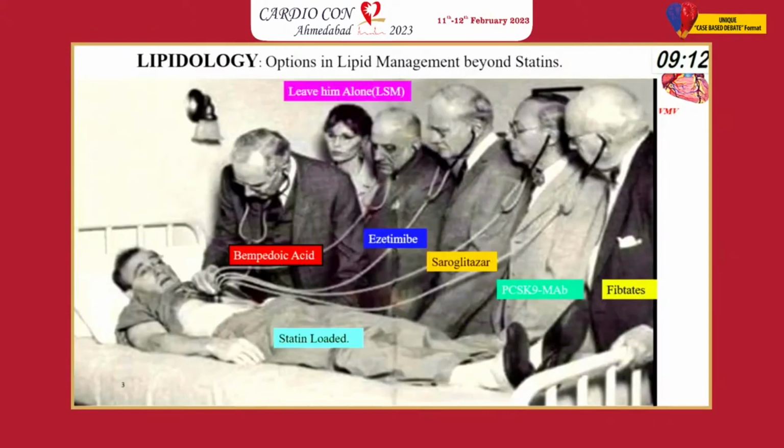So here, when we were talking of various colors, I was so confident, I said, give them all the colors, I will fight them alone. And the blue one is given to me. So this is a statin-loaded patient, and then there are others waiting. Bempedoic acid to be given, or ezetimibe, glitazar, PCSK9, fibrates. And look, there is a smart lady behind. She says, lifestyle modification, leave him alone. She will come back in the concluding slides.